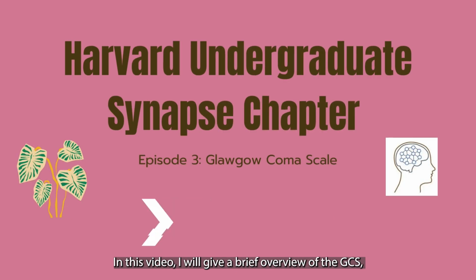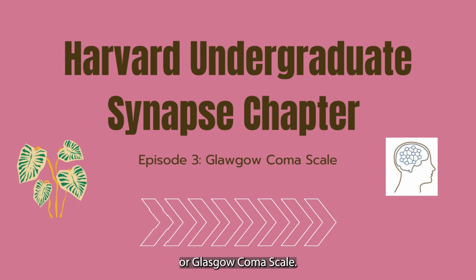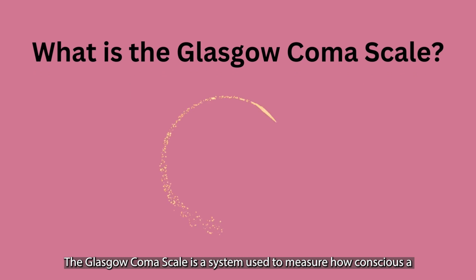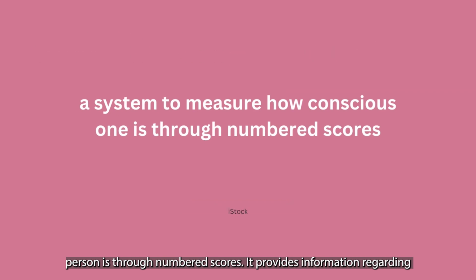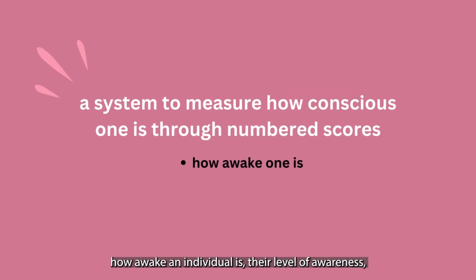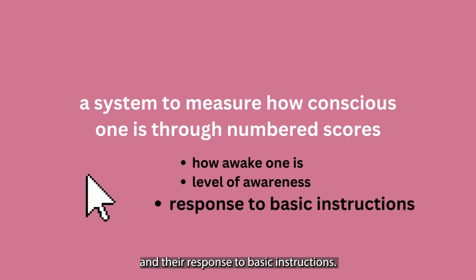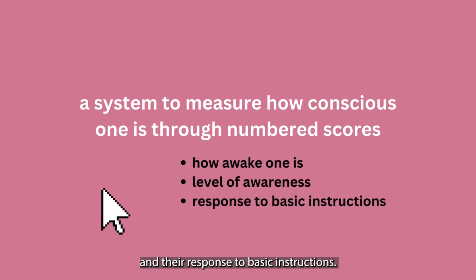In this video, I will give a brief overview of the GCS, or Glasgow Coma Scale. The Glasgow Coma Scale is a system used to measure how conscious a person is through numbered scores. It provides information regarding how awake an individual is, their level of awareness, and their response to basic instructions.